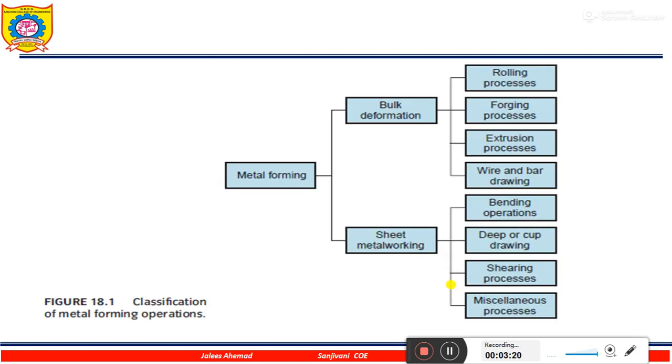Metal forming processes are of two types: bulk deformation, meaning we can deform a large amount of material, and sheet metal working. Bulk deformation includes rolling, forging, extrusion, and wire and bar drawing, where a huge amount of material is deformed. In sheet metal working, only a small amount of material is deformed. The bending operation is also metal forming. Deep or cup drawing, shearing processes and miscellaneous operations are included. So sheet metal working operations are also called metal forming operations.